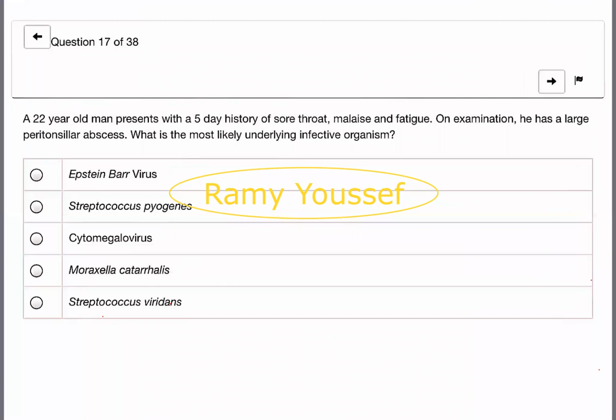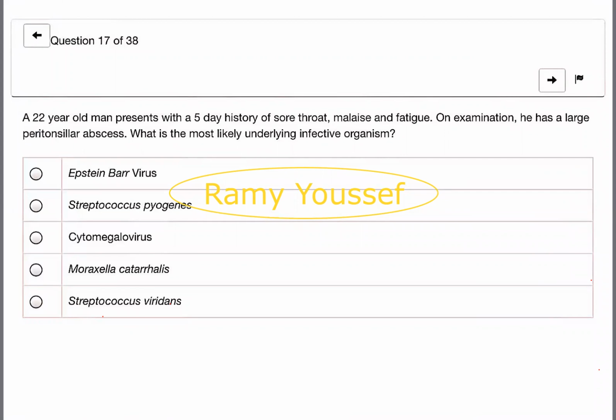Next question, doctor. A 22-year-old man presents with a 5-day history of sore throat, malaise, and fatigue. On examination, he has a large peritonsillar abscess. What is the most likely underlying infective organism? Epstein-Barr virus, Cryptococcus, cytomegalovirus, Moraxella catarrhalis, or Streptococcus viridans. I'm going with the streptococcal one. Streptococcus pyogenes. So it is quinsy, peritonsillar abscess, Streptococcus pyogenes. Yes, exactly.